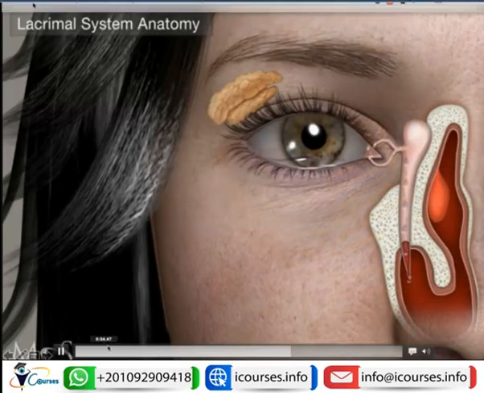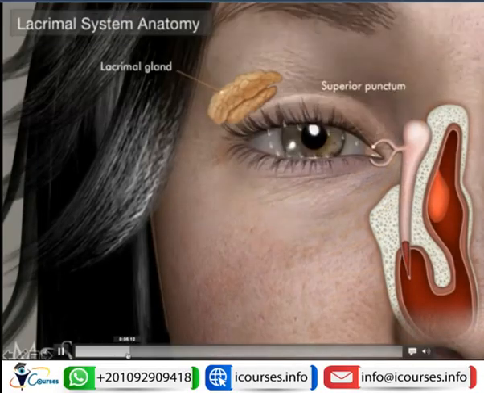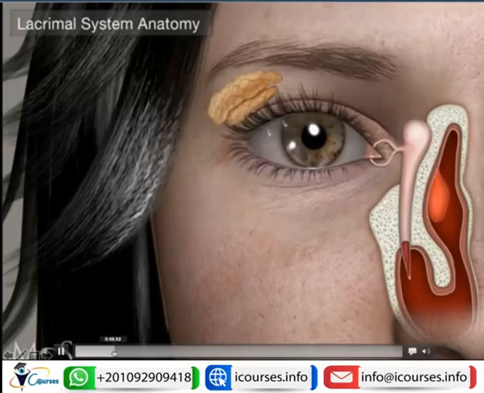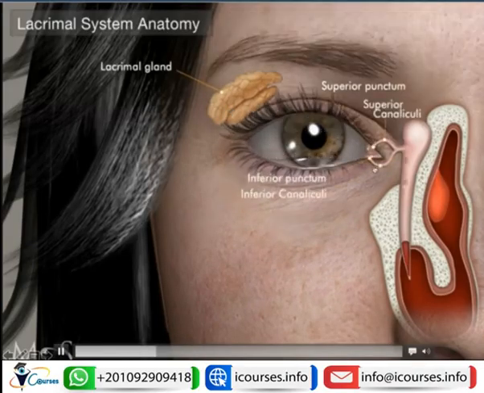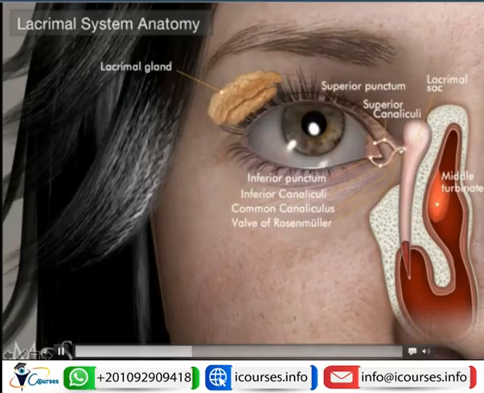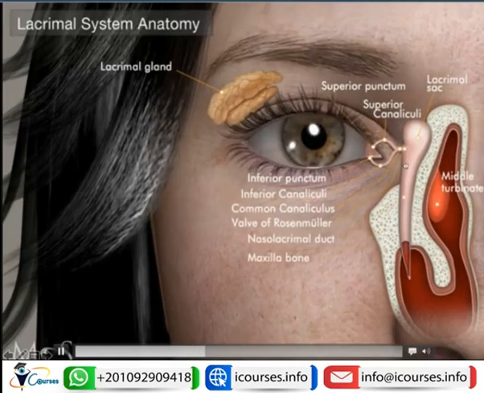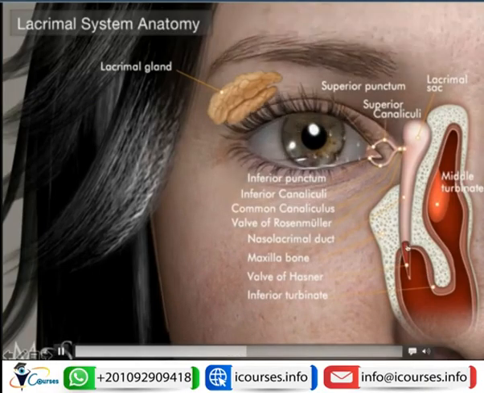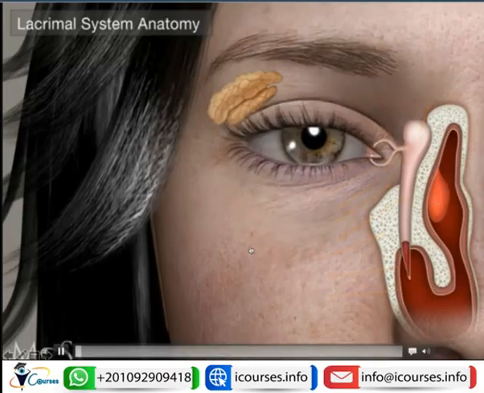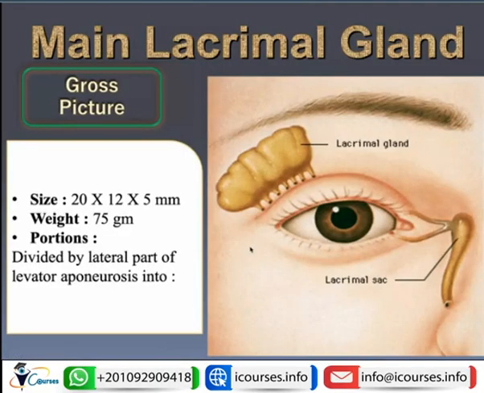So let's again see the video. This is the lacrimal gland, and this is the secretory portion, and this is the excretory portion made of the puncti, canaliculi, superior and inferior, common canaliculus, lacrimal sac, nasolacrimal duct that opens just below the inferior turbinate and is guarded by the valve of Hasner. So these are the components of the lacrimal system.